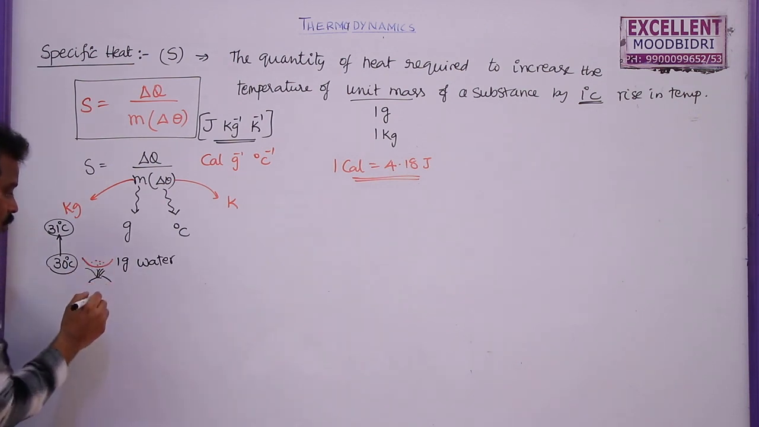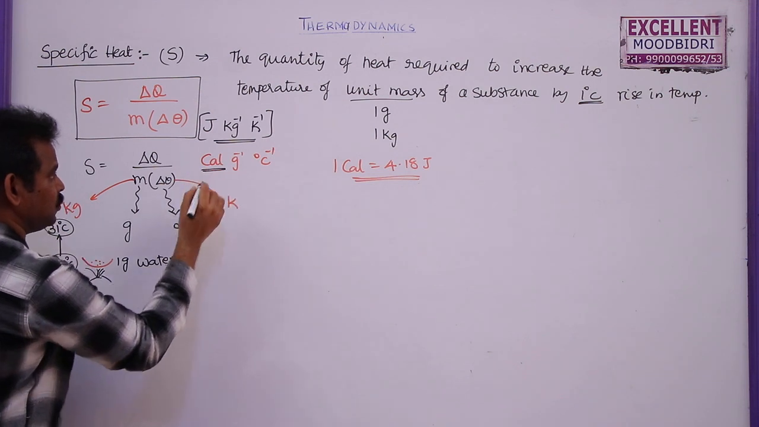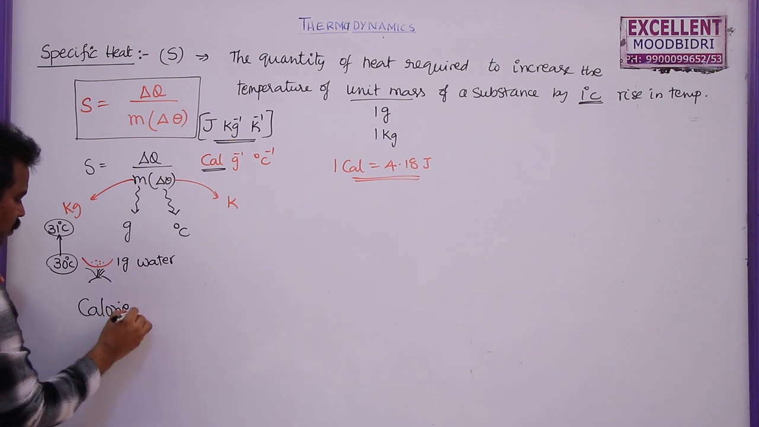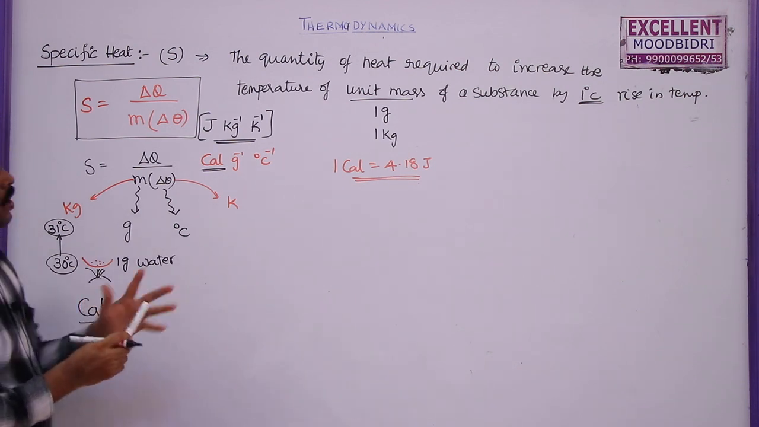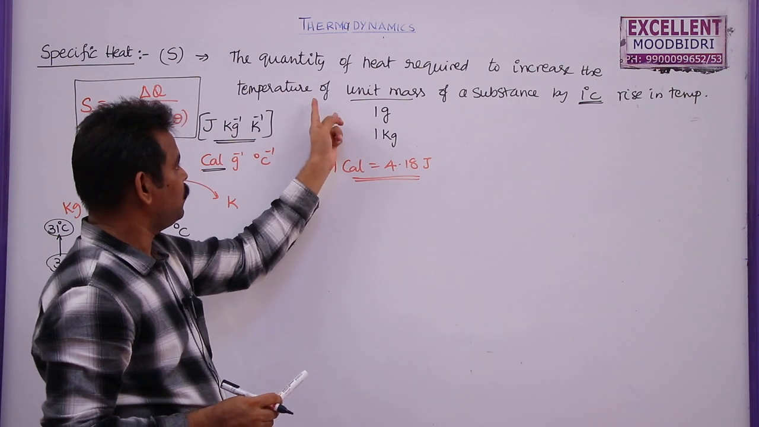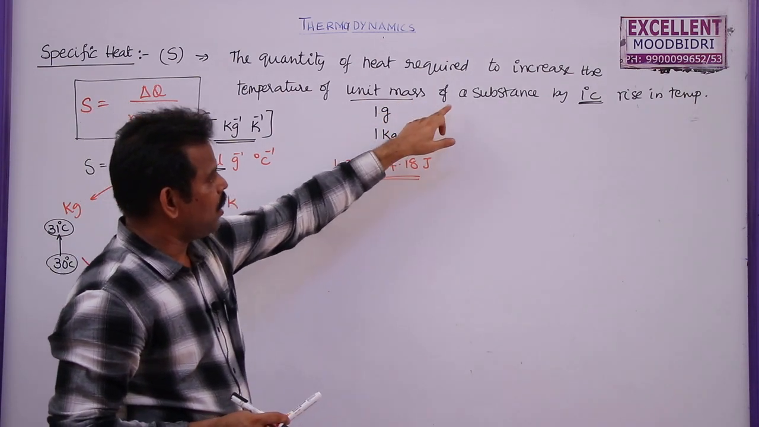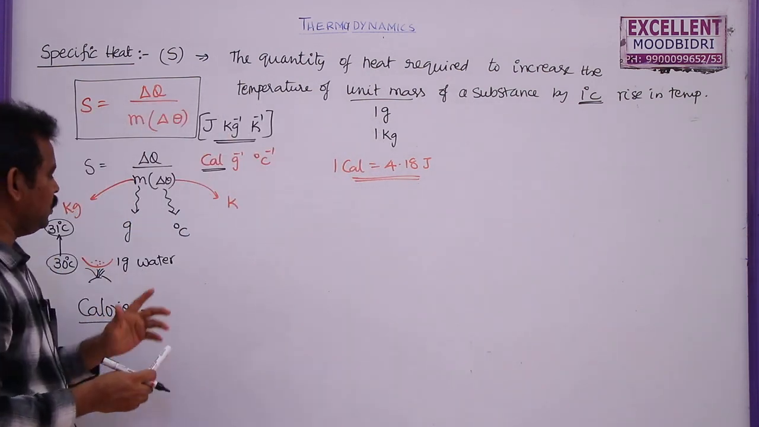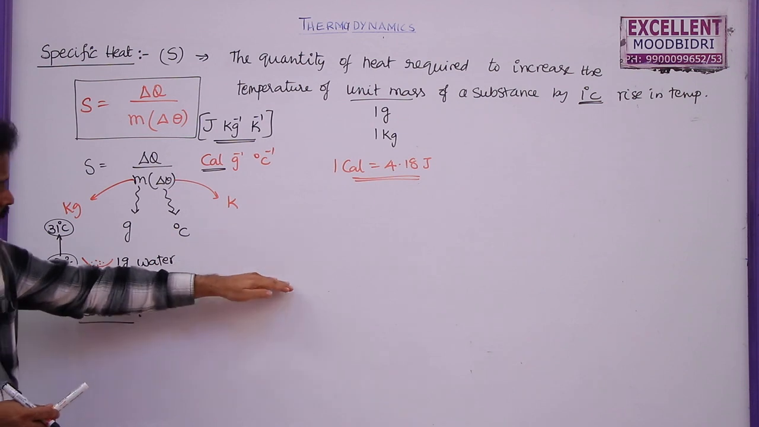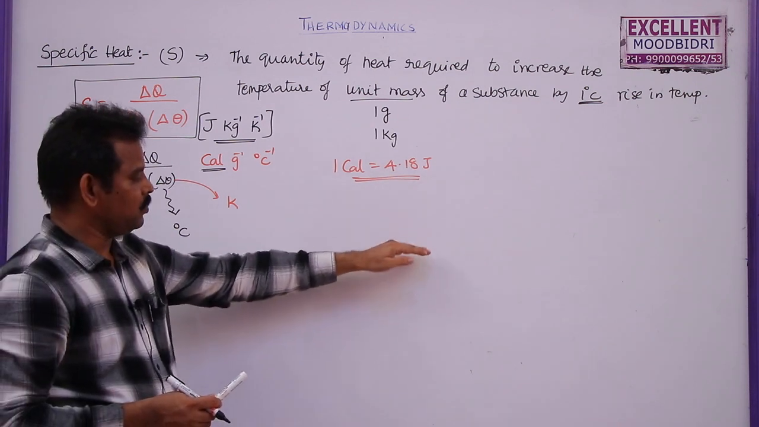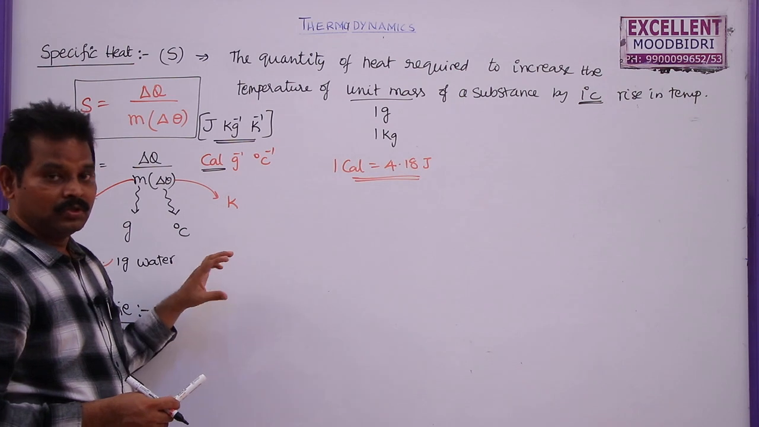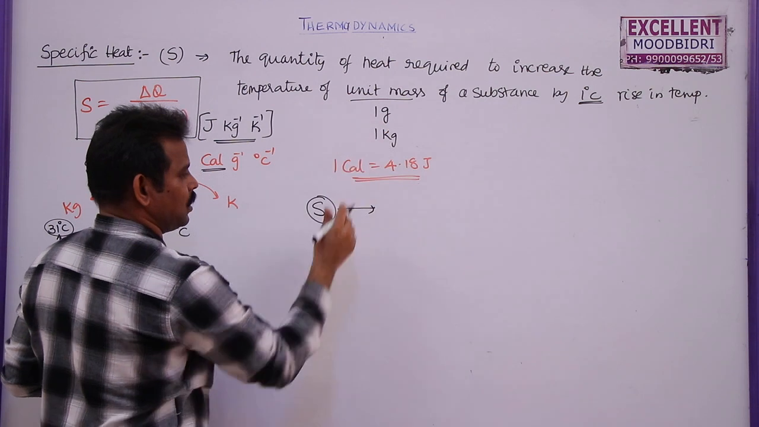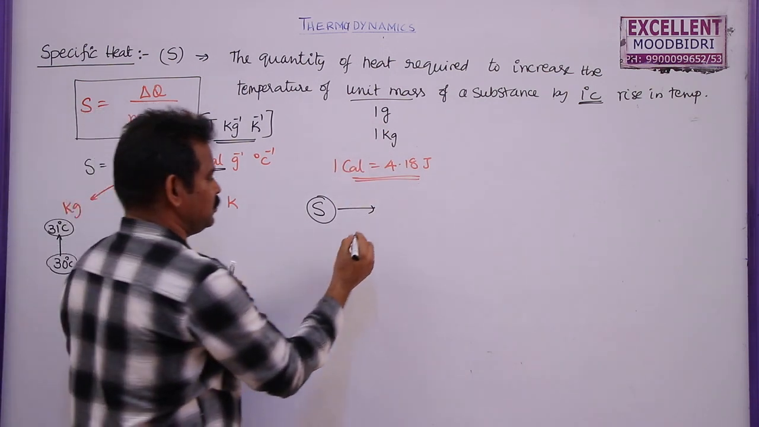Now, 1 calorie can also be defined using the same definition. So what is this calorie? It is the quantity of heat required to increase the temperature of 1 gram of water by 1 degree centigrade. But what is that 1 degree? Is it from 30 to 31? Is it from 91 to 92? Is it from 99 to 100? Is it from 0 to 1? It is found that specific heat not only depends upon the material, different materials have different specific heats.